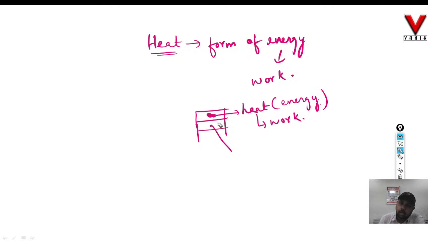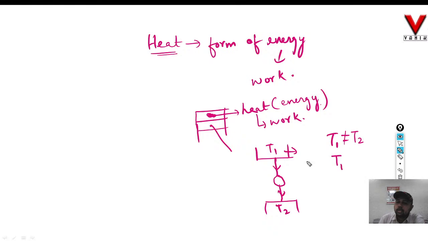Alright, so how does this engine operate? We have two bodies here. One is having a temperature T1, the other is T2, and T1 has to be mandatorily not equal to T2. I will place a heat engine in between, because a heat engine will only operate when it is placed between two bodies having a difference in their temperature. If they are not equal, one temperature will be higher and the other lower. In this case I am saying T1 is greater than T2.